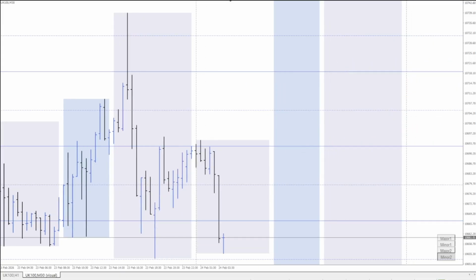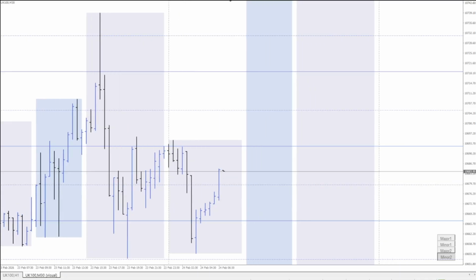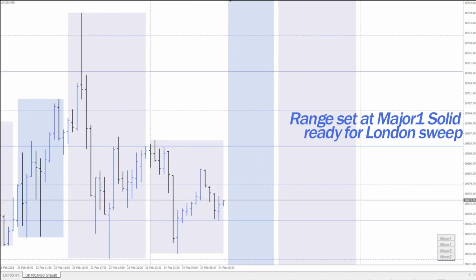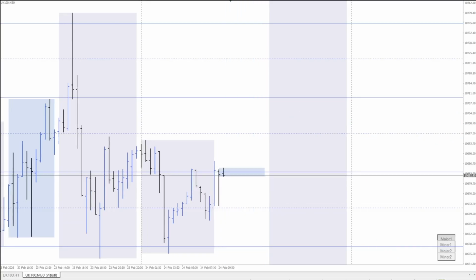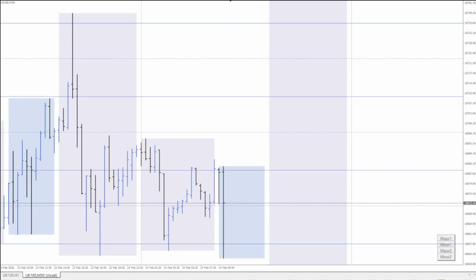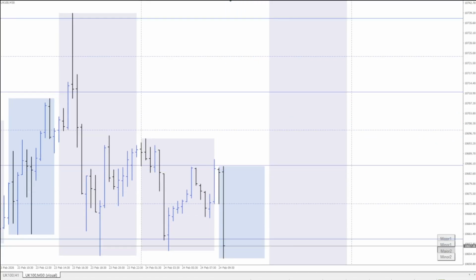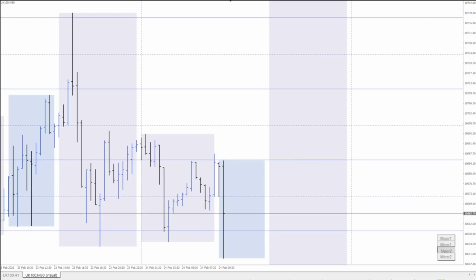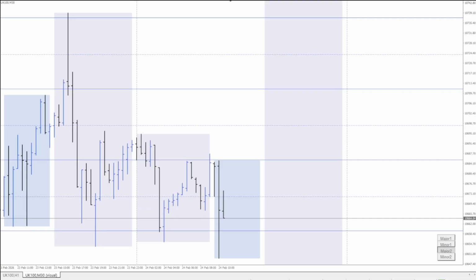Drift lower begins and a low is set at the major 1 solid and rotates to its solid level above. Asia behaves as a boundary rotation inside the same operating range. Price pushes higher again. London presses into the major 1 solid boundary once more. Then a solid push towards the Asia low.